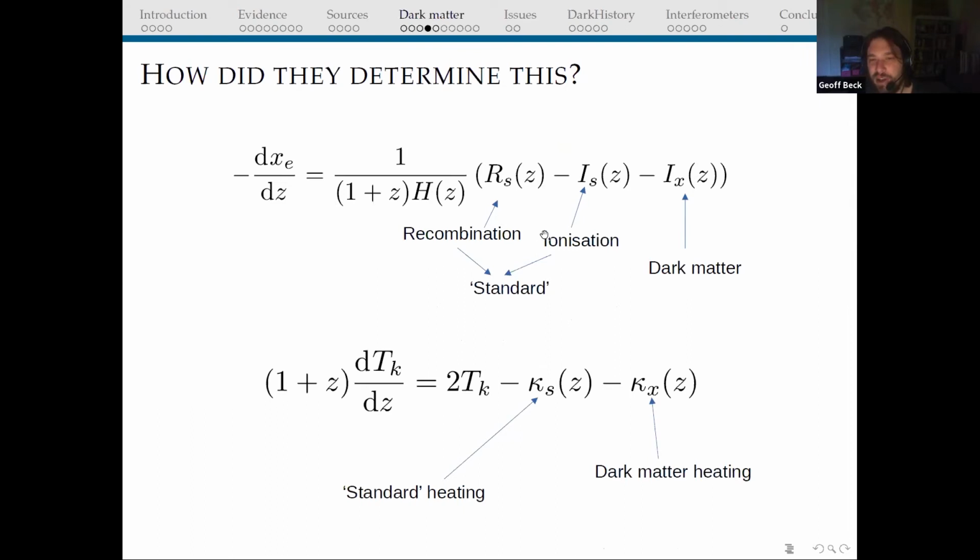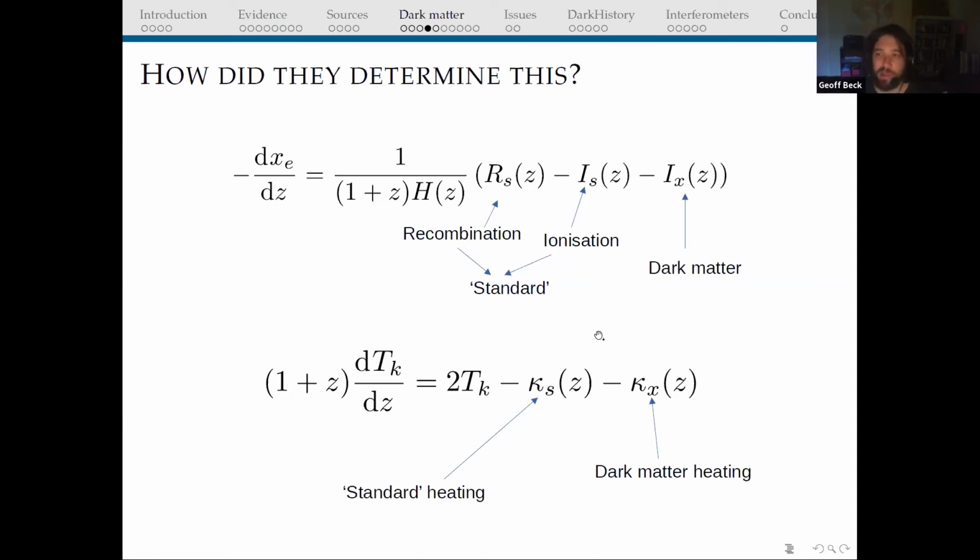We have some standard terms that we're not going to worry too much about because they're not the subject of this talk. These are our recombination and ionization rates from just normal physics, let's say. We have an additional contribution of ionization from dark matter. Then in our heating equation, we've got some standard heating and we've got some dark matter heating. Now, the forms of these terms are very important.